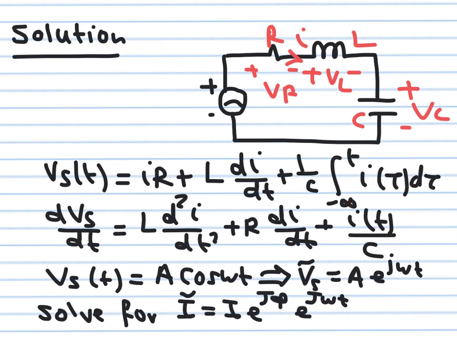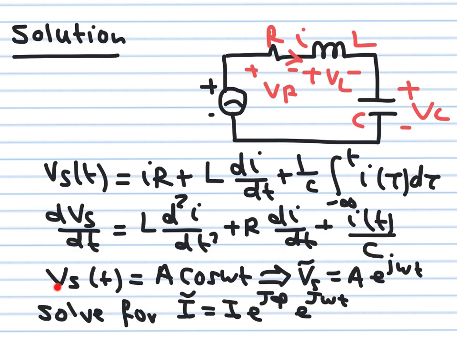In order to avoid an integro-differential equation, we differentiate both sides. So you get here dVs by dt, the derivative of the source. This is our source here. This will give me di by dt multiplying R. This will give me the second order derivative, L d squared I by dt squared. And this one here will give me I of t divided by C. So we differentiated both sides once to get rid of this integral. So this now looks like a second order differential equation.